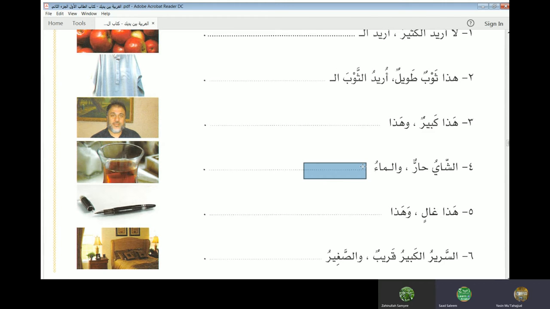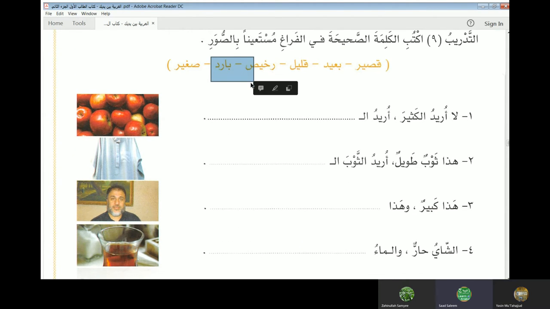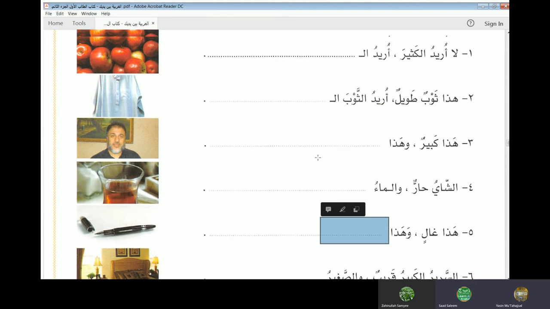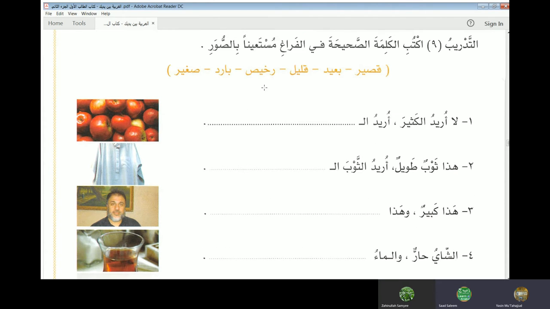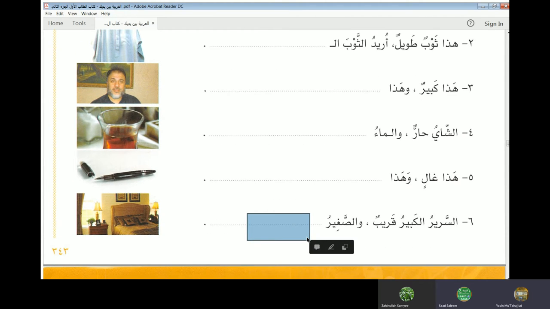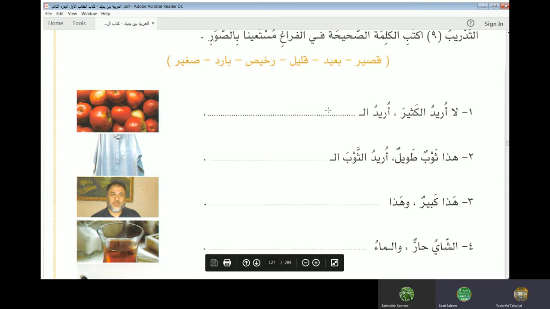Ash-shayu harun. Wama barid? Baridun. Okay, baridun. Hadha ghali wa hadha rakis. As-sarirul kabirun karihun wa-sarirul baidun.